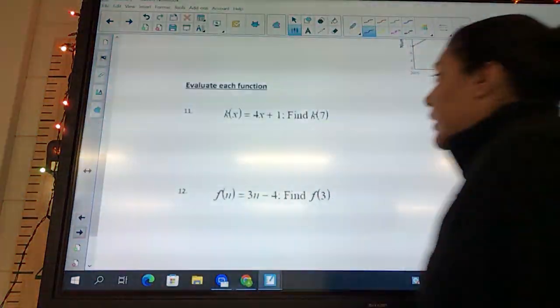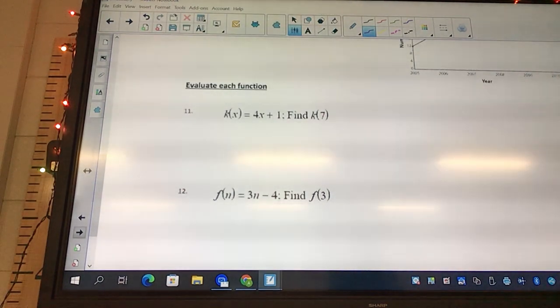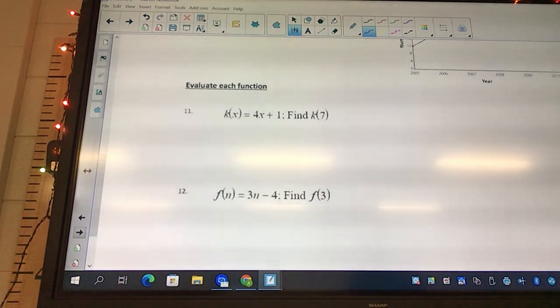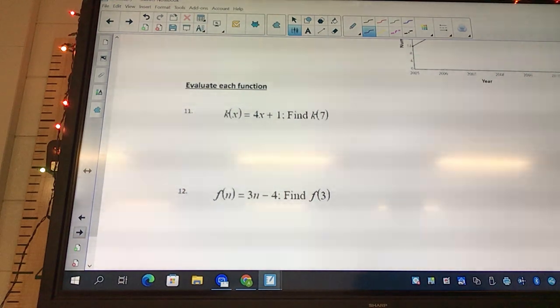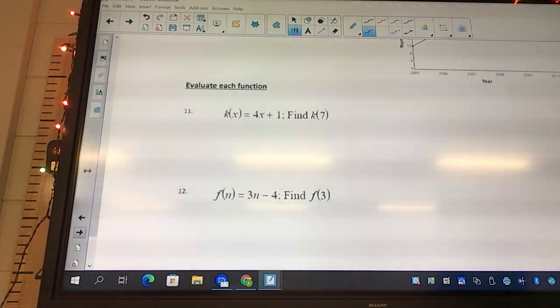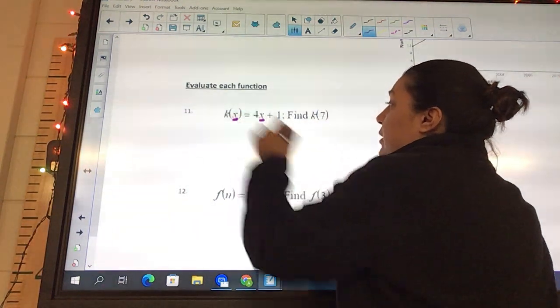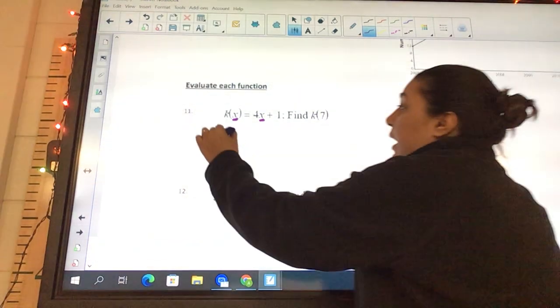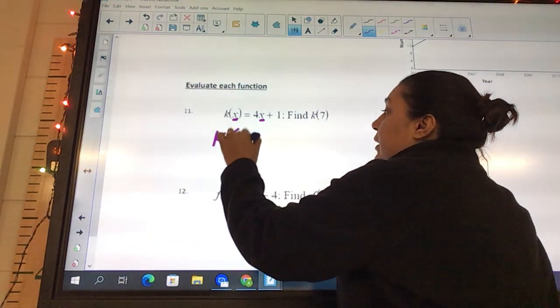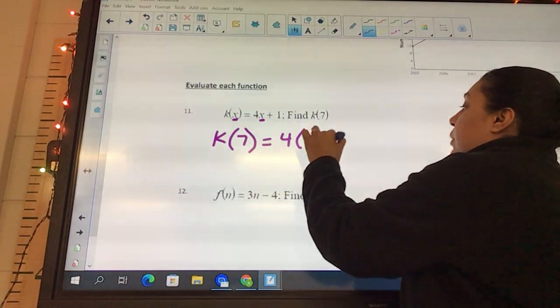Okay, evaluate each function. What are we plugging in for the function? Everywhere there's an x, what are we plugging in? 7. Right here there's an x, so we should be plugging in a 7, and right there. So when k is 7, we got 4 times 7 plus 1.